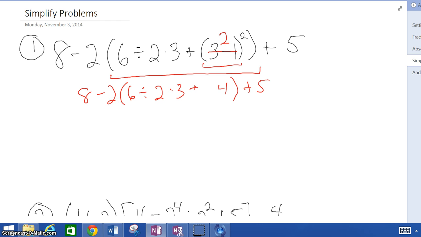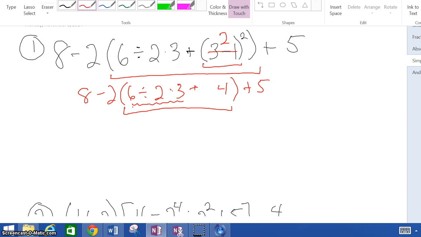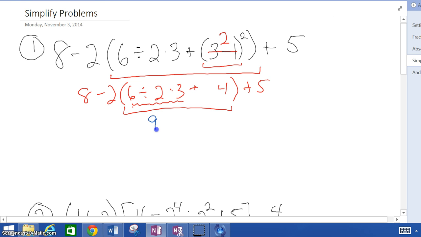Okay, parentheses is still my order of operations that I'm on, so I'm still working within these parentheses. Within this set of parentheses now is this multiplication and division in order from left to right. So in this case, division comes first. 6 divided by 2 is 3. 3 times 3 is 9. So now I know that this is 9 plus 4. Now, I know a lot of you would go ahead and write 13 in there. I'm going to keep it.